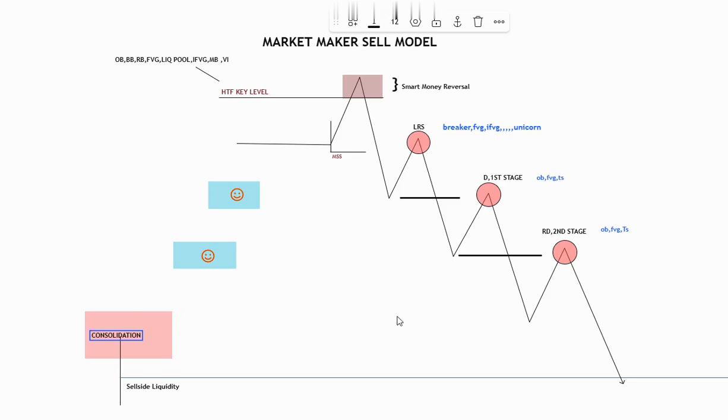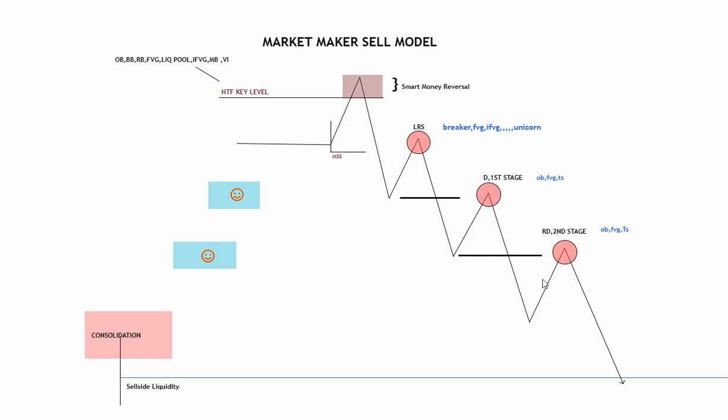So before we began to sell, we were buying. The moment we change state of delivery, we have a market structure shift. Now we are no longer interested in higher prices but lower prices. So we have the first entry, the low risk sell. The second entry is in the distribution stage, first stage.